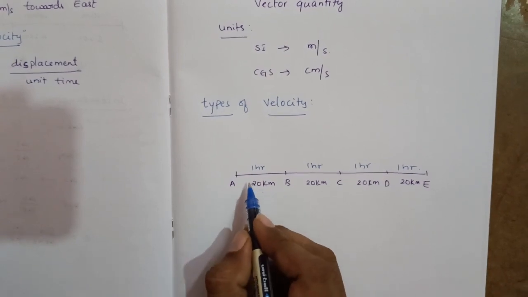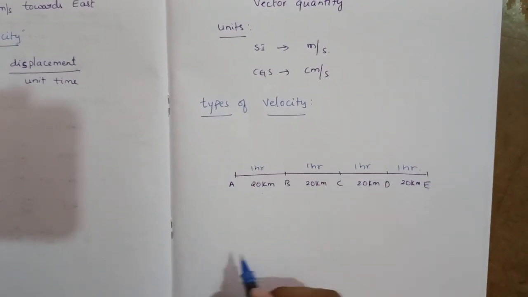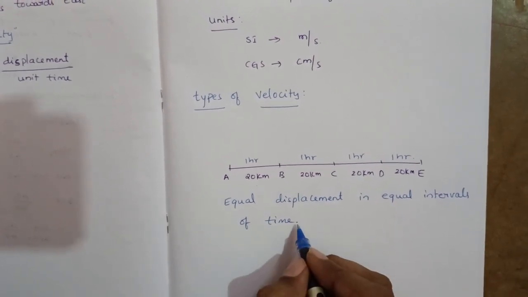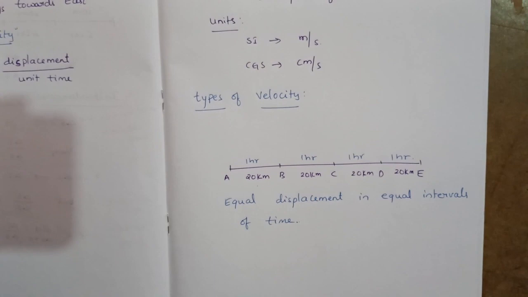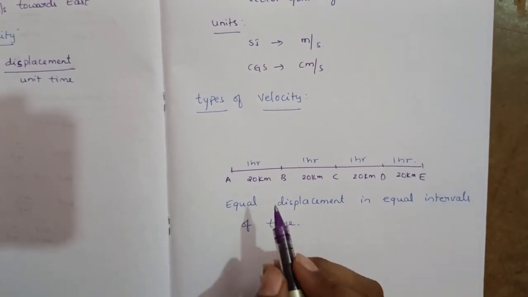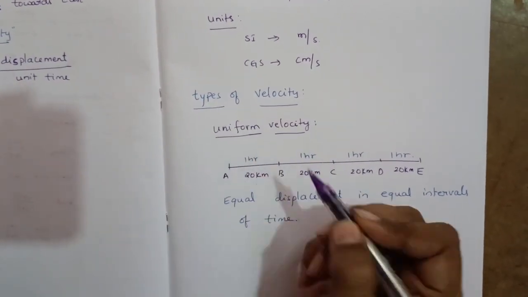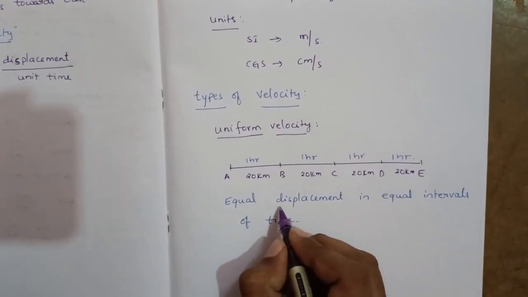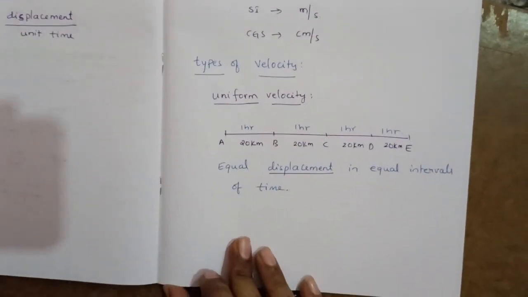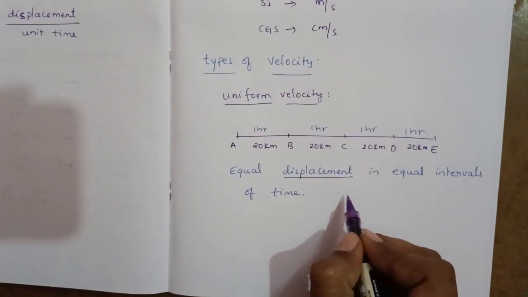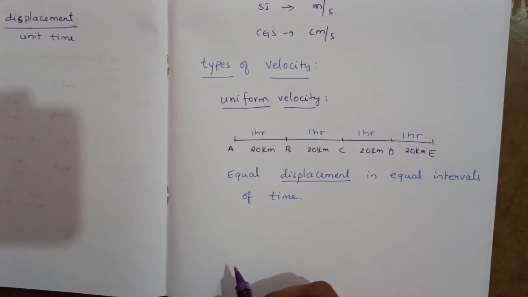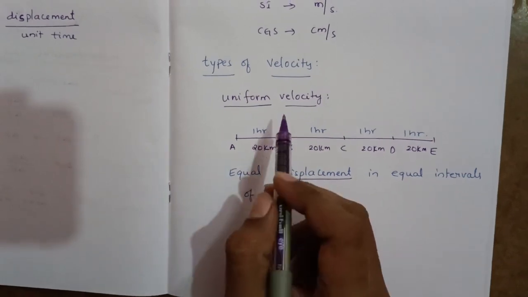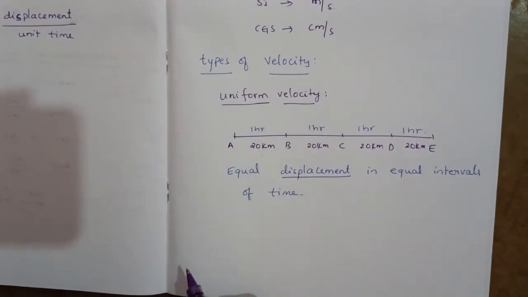Now equal displacements in equal intervals of time, then the body is said to be traveling with uniform velocity.